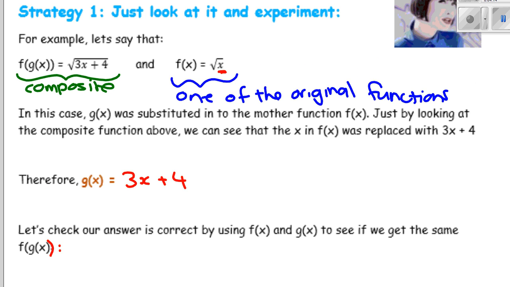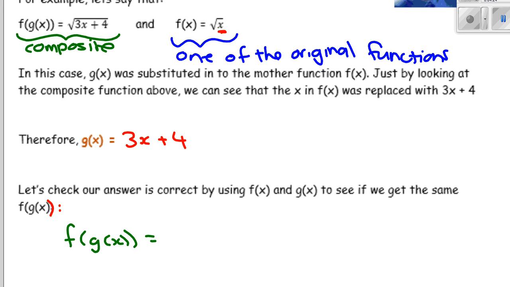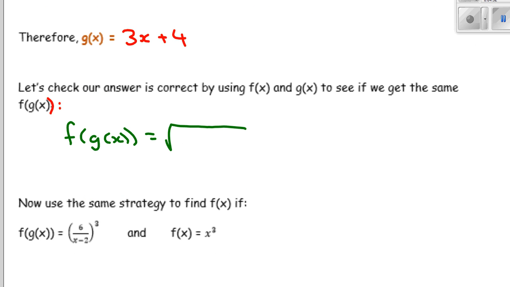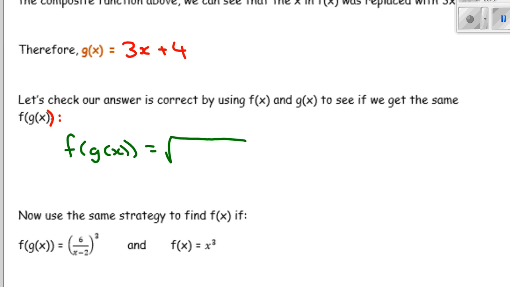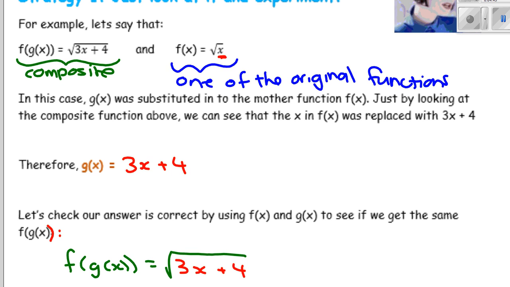So, f of g of x equals. So f was the square root of x. So it's going to have a big square root over it. And according to our idea, 3x plus 4 is what got subbed in. So let's replace the x that would have been here with the other function, 3x plus 4. Did it give us the same composite as we were supposed to get according to the question? Yes, we got that. So this was just checking that we were correct.